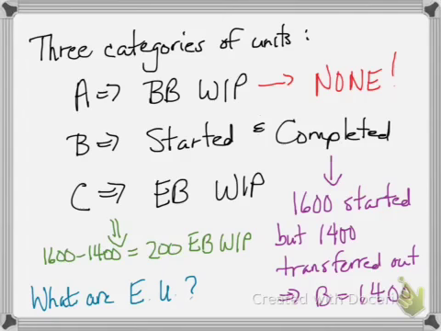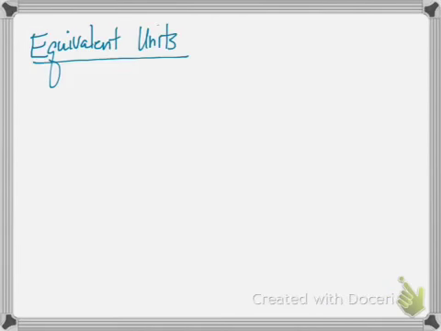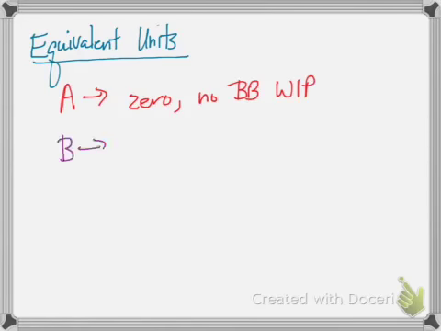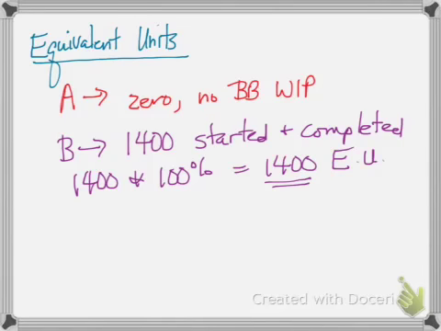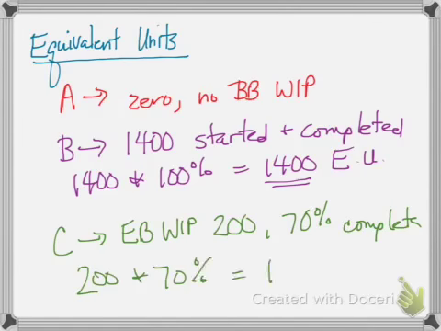So let's recap what the equivalent units are for the assembly department. We've got 0 for A because of no beginning balance in WIP. For B, we have 1,400 units that were started and completed, so they would be 100% started and completed for materials and 100% started and completed for conversion. And then the C units, we have ending balance of 200 units that are in process, but they're only 70% complete. So equivalently, it would have been like we would have been able to put all the work into 70% of the 200, or 140 are the equivalent units in that C category.